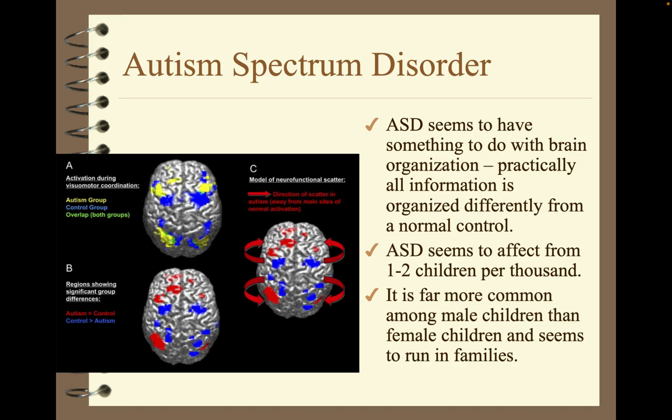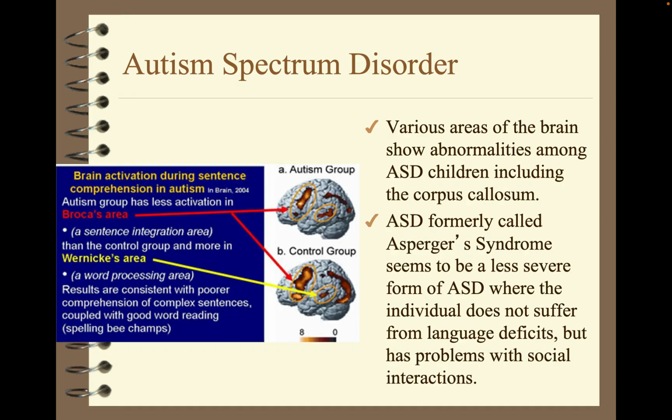Autism spectrum disorder seems to have something to do with brain organization. Practically all information is organized differently from a normal control. Autism seems to affect from 1 to 2 children per thousand. It is far more common among male children than female children and seems to run in families. And I just saw figures that were a lot stronger than that. Well, yeah, okay, it's 1 in 37 now.